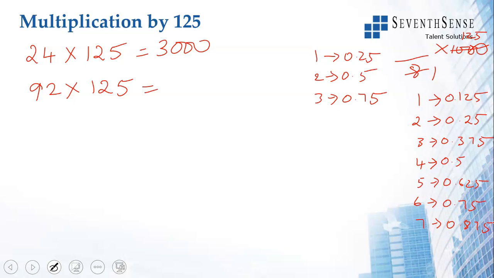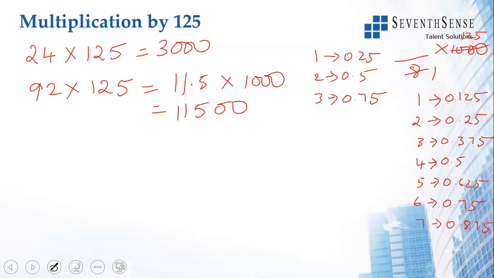So 92 divided by 8 is how much? 8 elevens are 88. Remainder is 4. So I get 11, remainder is 4, meaning 0.5, into 1000. Multiplying by 1000 would mean you have to move the decimal by 3 places. So 11500.